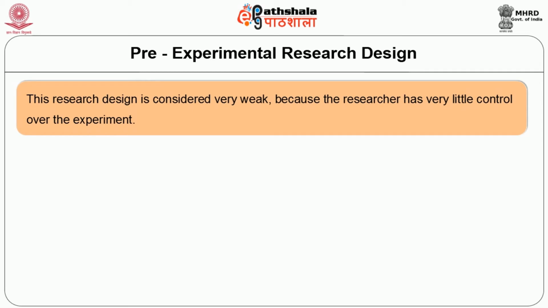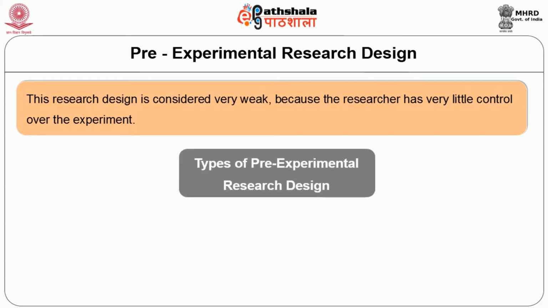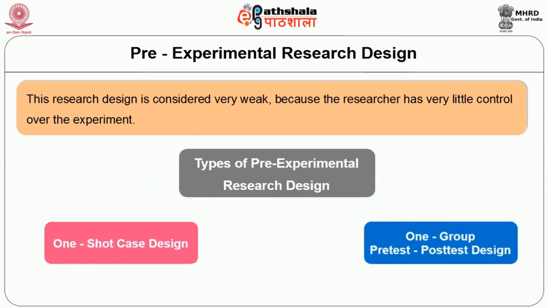Next, the third type of research is pre-experimental research design. Now let us see what we mean by pre-experimental research design. Here, this research design is considered very weak because the researcher has very little control over the experiment. So next are the types of pre-experimental research designs. There are two types: the one-shot case design and the one group pre-test post-test design.